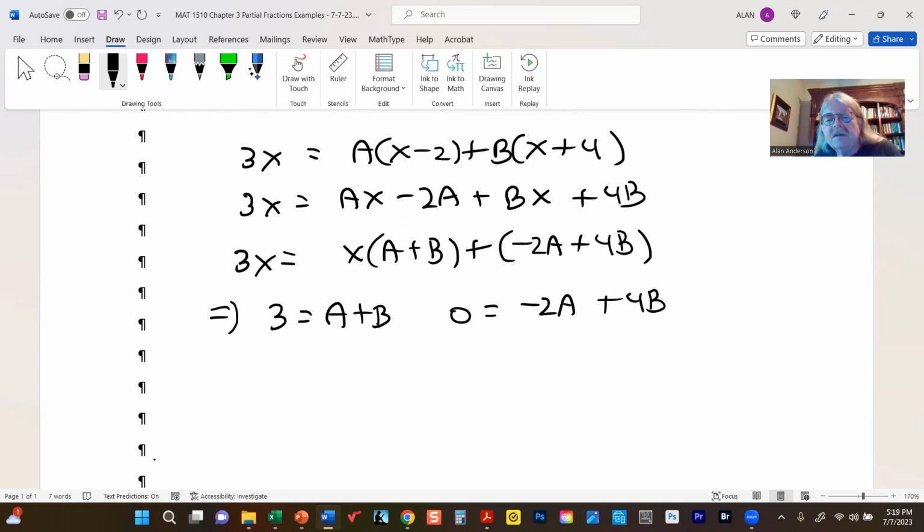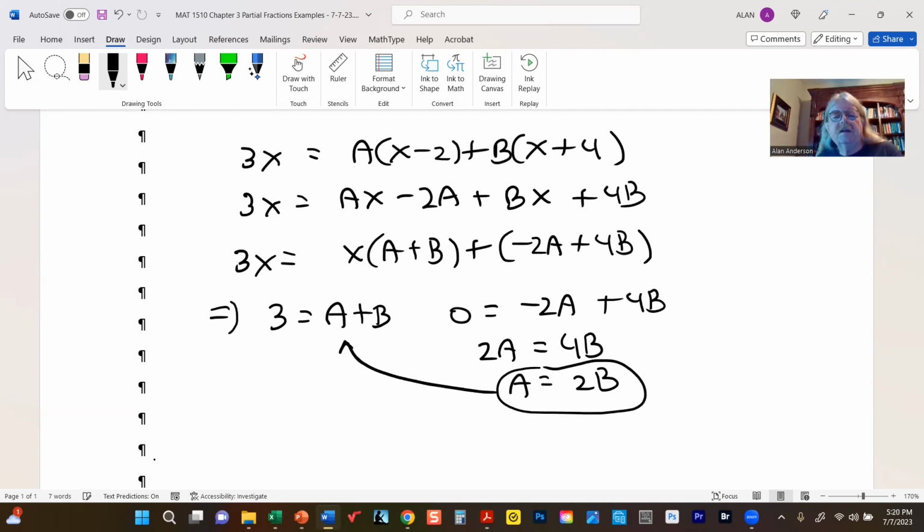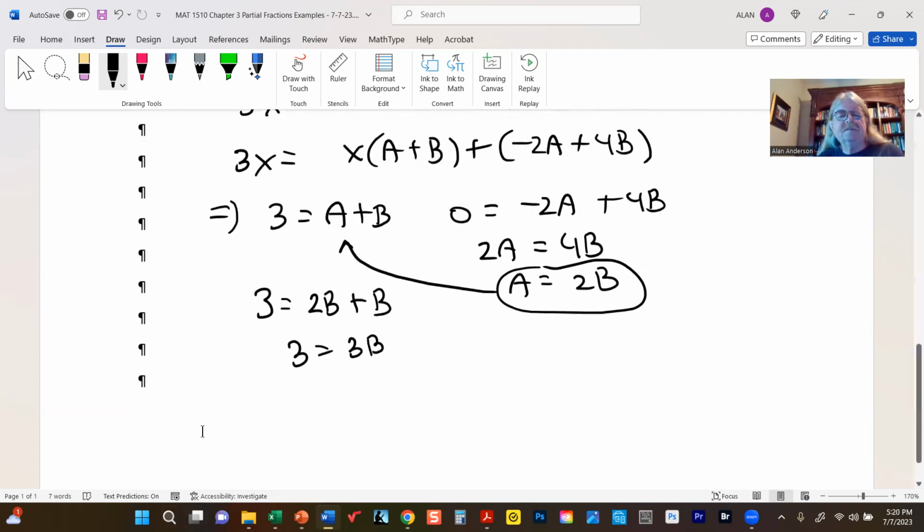So on this, let's say we come over here and add 2A to both sides. That implies that A equals 2B. And once we know that, we can plug that in over here. 3 equals 2B plus B. 3 equals 3B. So therefore B equals 1. That's right.